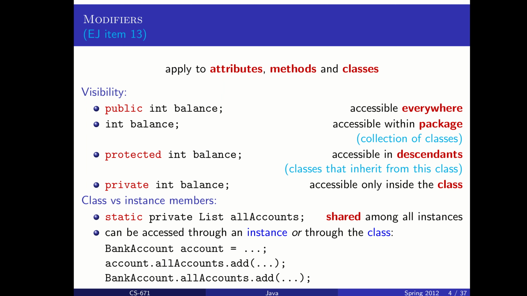If it's got nothing, then it defaults to being accessible within a package, and we'll work a little bit with packages in our projects in the class. If we make it protected, it's accessible to anything that inherits from our class. And if we make it private, it's accessible only inside the body of this class without accessors or mutators like get and set methods for it. And even then you can't access it directly.